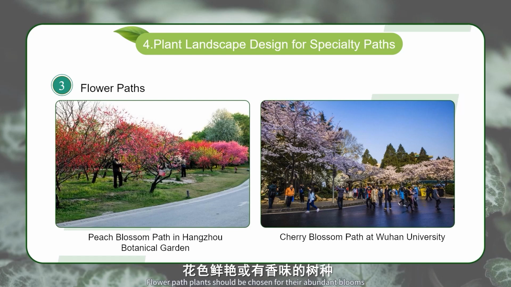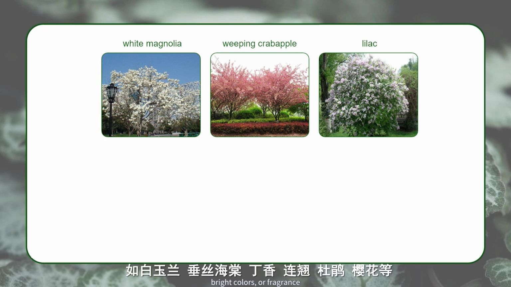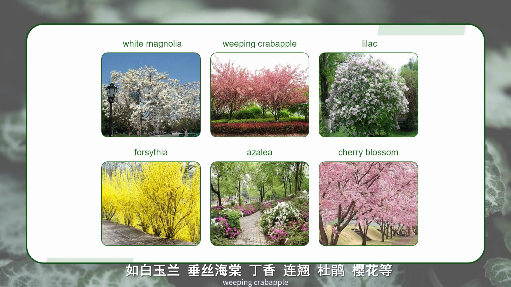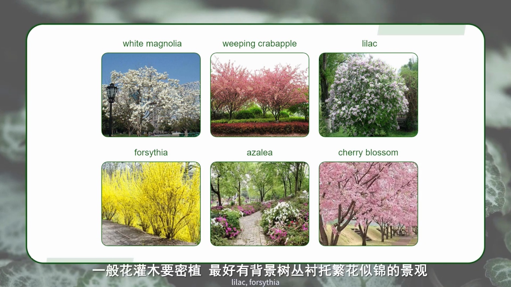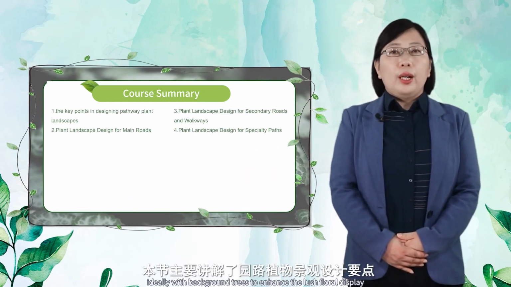Flower path plants should be chosen for their abundant blooms, beautiful shapes, bright colors, or fragrance. Suitable species include white magnolia, weeping crabapple, lilac, forsythia, azalea, and cherry blossom. Flowering shrubs should be densely planted, ideally with background trees to enhance the lush floral display.